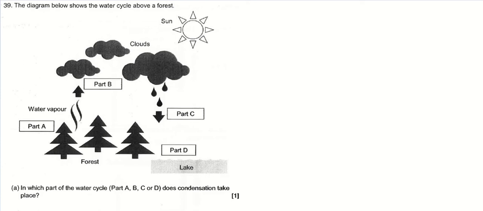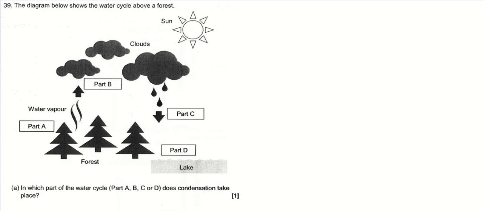Okay, we're going to do question 39 now. The diagram below shows the water cycle above a forest. In which part of the water cycle, part A, B, C, or D, does condensation take place? All right, so let's go through.